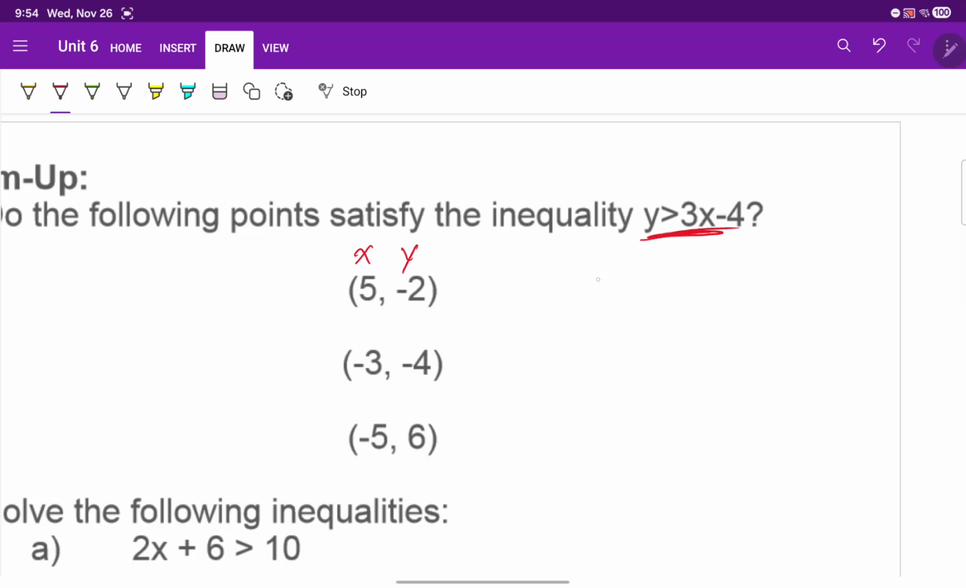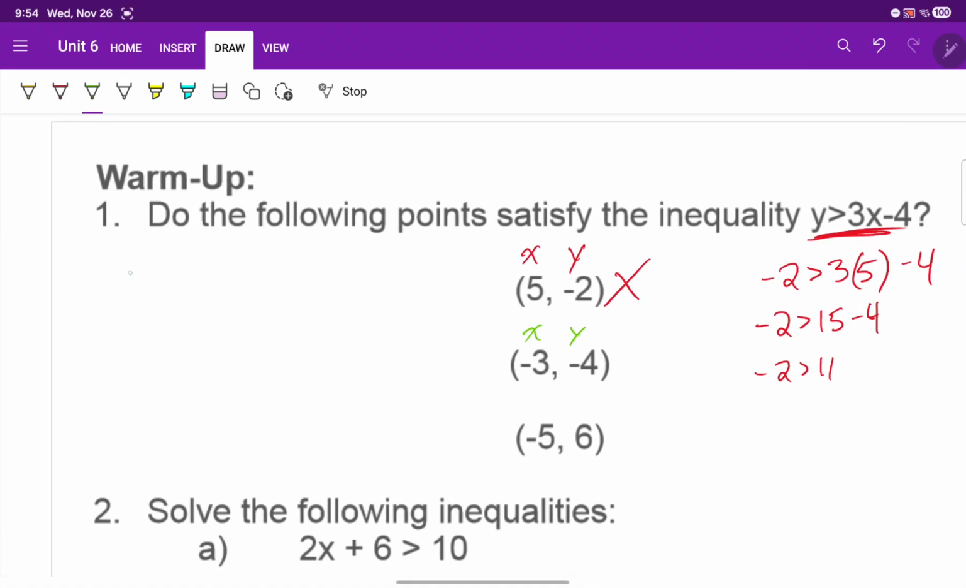So this looks like -2 is greater than 3 times (5) minus 4. Now we simplify the other side. 3 times 5 is 15, minus 4, which is 11. We have -2 is greater than 11. Is -2 greater than 11? No, it is not. -2 is definitely less than 11. So this point does not satisfy. Let's take a look at the next one.